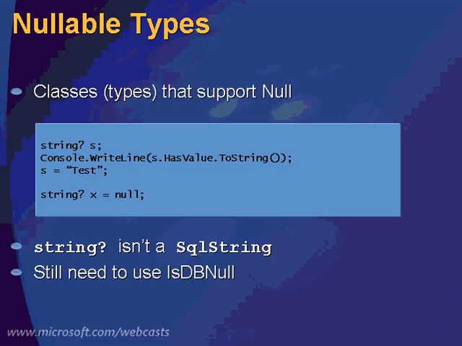Now, keep in mind that when you're querying out of a SQL data reader, you still need to check isDbNull. If you try and use just getString out of a data reader and put it into a nullable type, a nullable string, and it's null, it will generate an error. So you'll need to check isDbNull and then assign null to it.